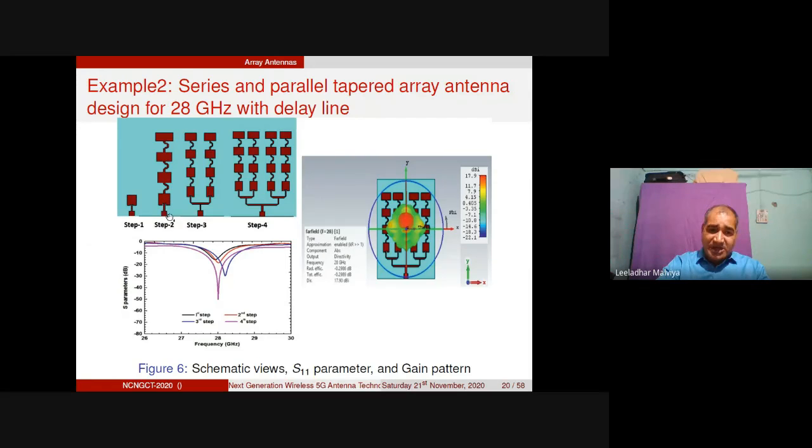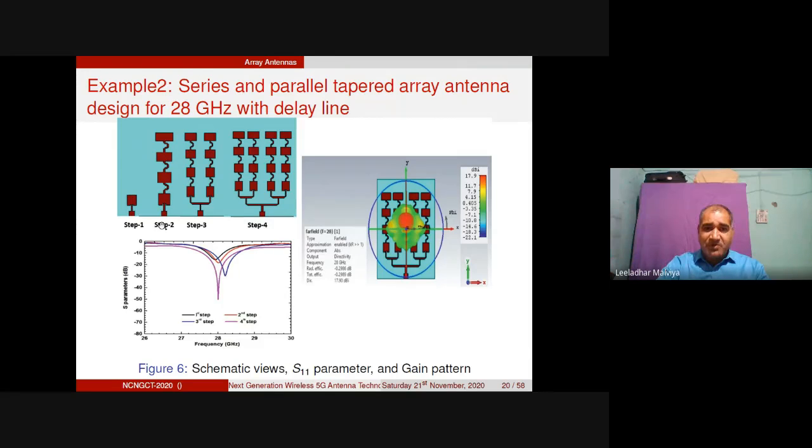Okay, step matching is used here. A 50 ohm port is connected here, and the quarter wavelength section is connected here. That is 70.7 ohms, right? So if you look at this one, this is the series feed array antenna in step 2, right?